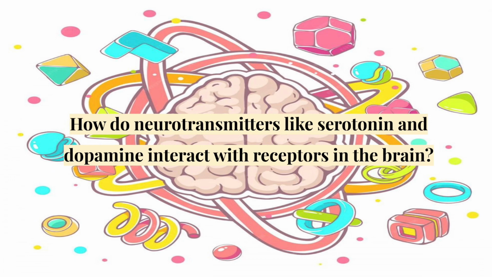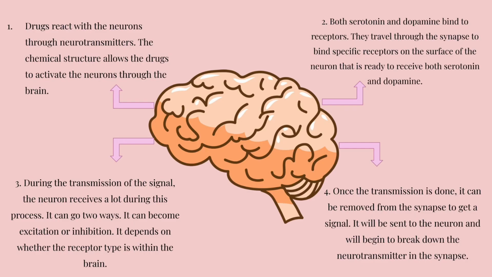So the next question is, how do neurotransmitters like serotonin and dopamine interact with receptors in the brain? This is a 4-step process, but I am here to break it down for you guys. The first step is that the drugs react with the neurons through the neurotransmitters. The chemical structure allows the drugs to activate the neurons through the brain. The second part is that both serotonin and dopamine travel through the synapse to bind the specific receptors on the surface of the neuron, ready to deliver both of the neurotransmitters.